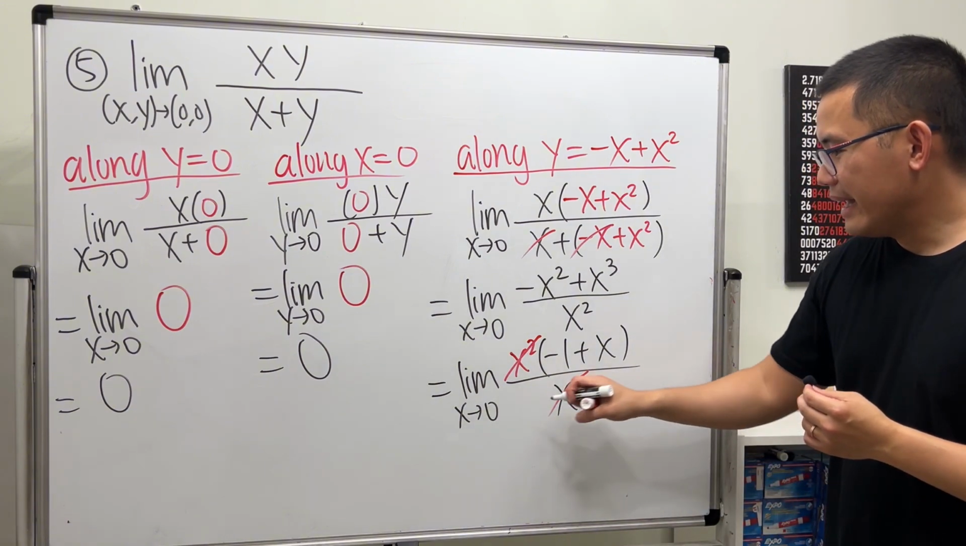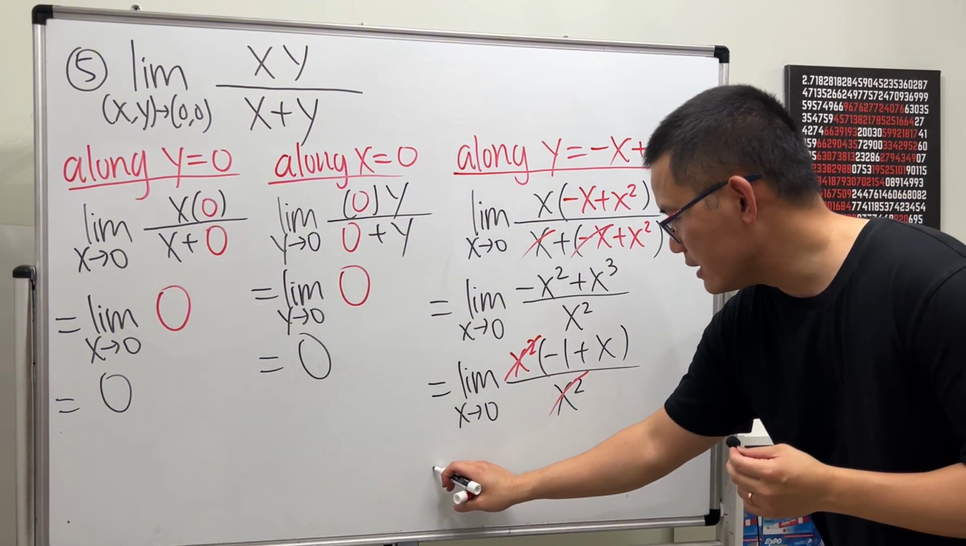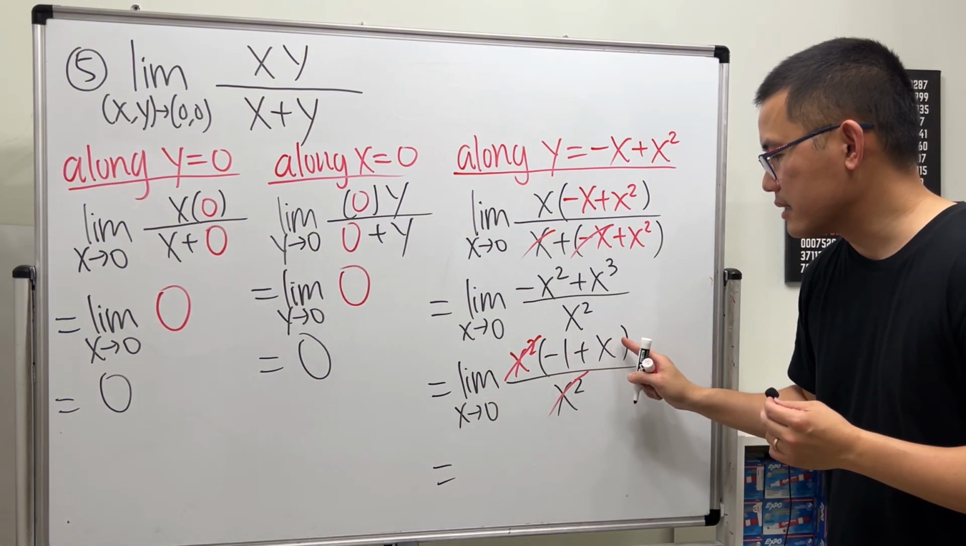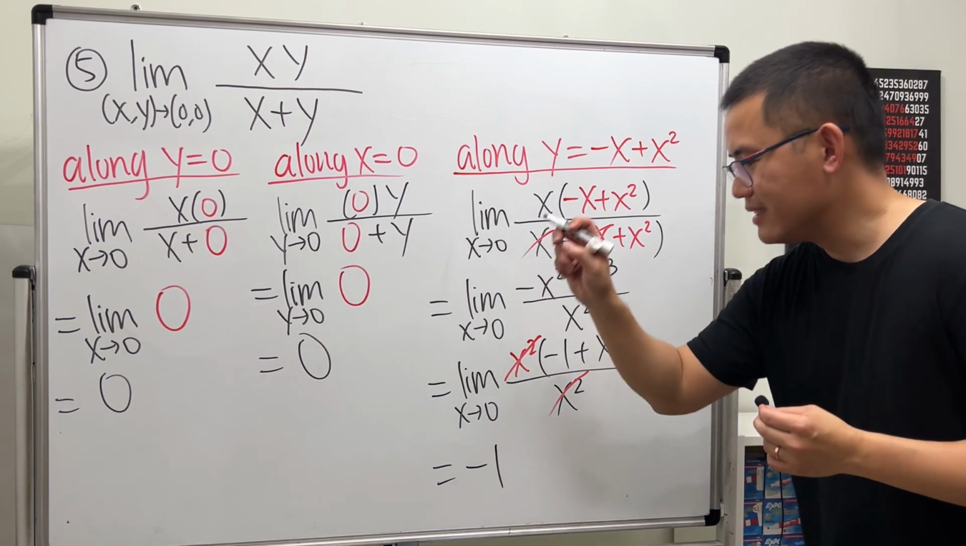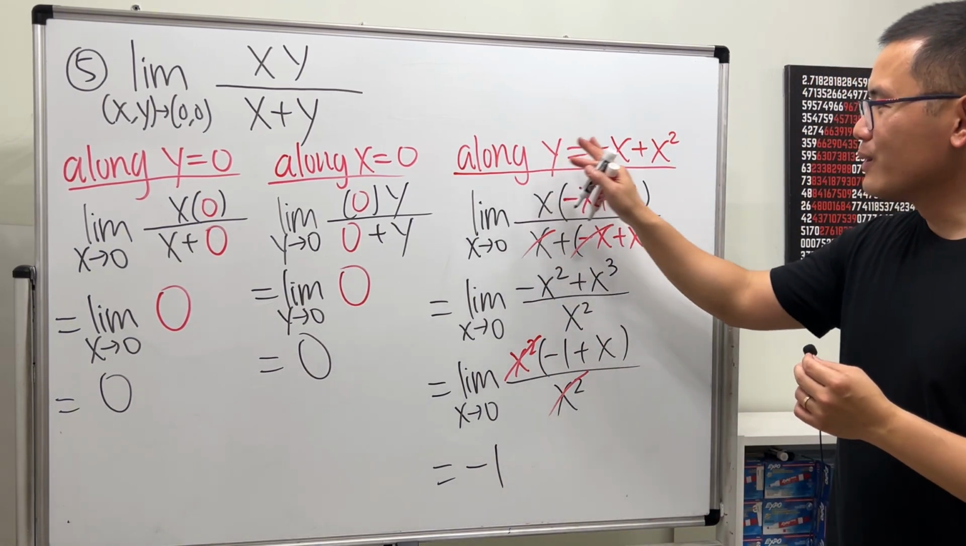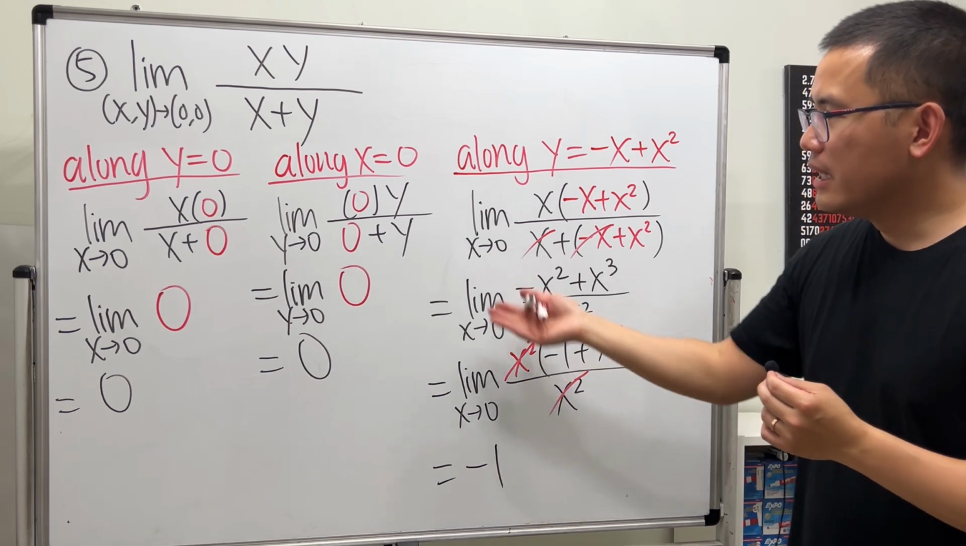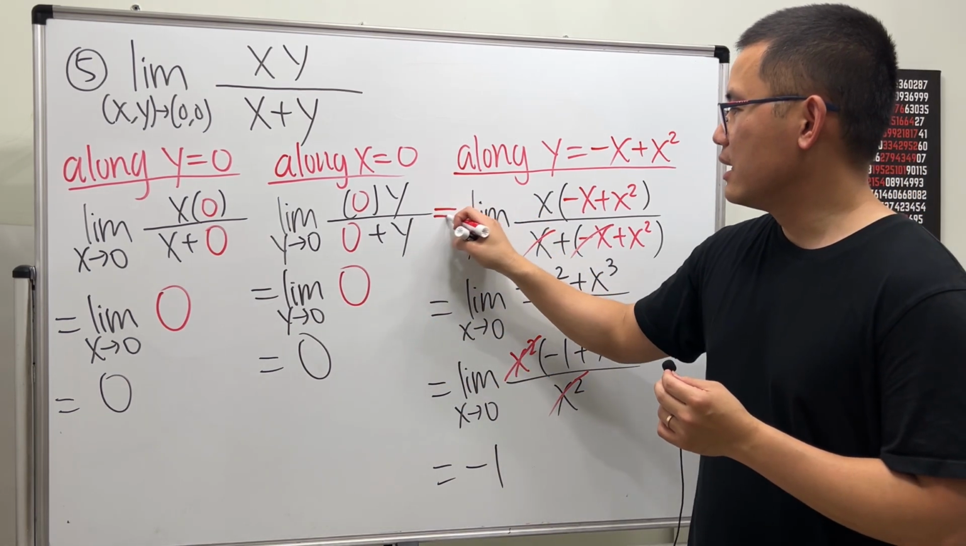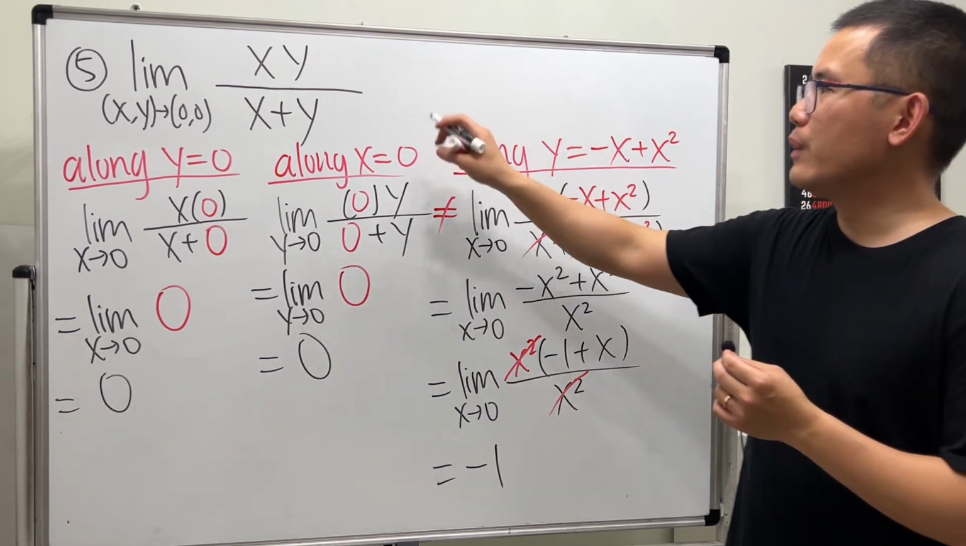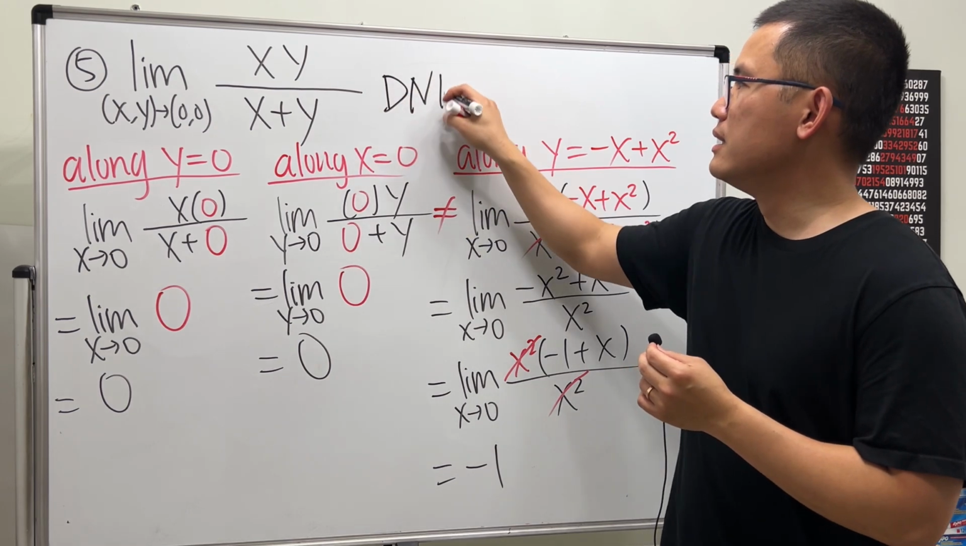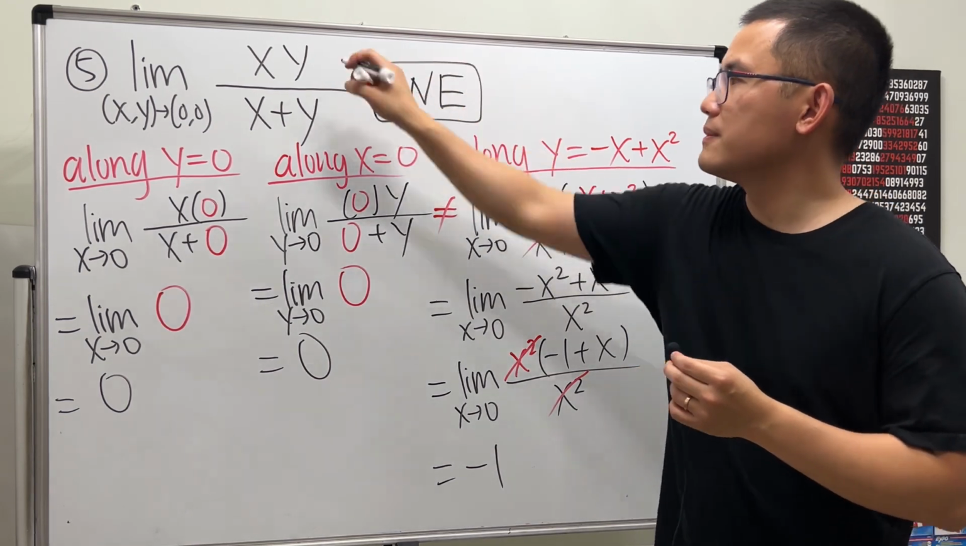Yeah? Plugging 0 into here, you will see this is just negative 1 plus 0. So the limit for this is negative 1. Along this path, we have a different limit than this right here. So you can say this and that are different. Then we can come here and say this limit does not exist.